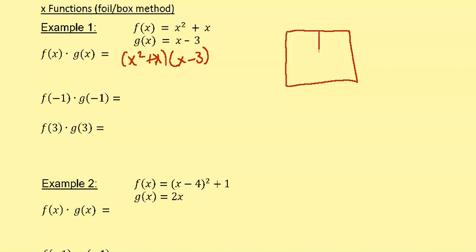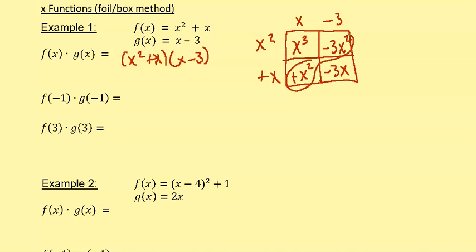We'll use box for this example. So we have x squared plus x on the side and then x minus 3 on the top. Find the area of all four boxes and then combine like terms. x to the third power minus 3x squared plus x squared minus 3x. Okay, we have two like terms right here, and that would give you negative 2x squared.